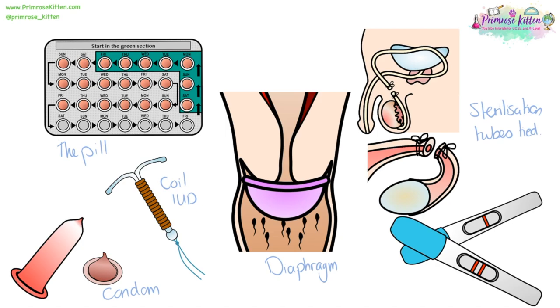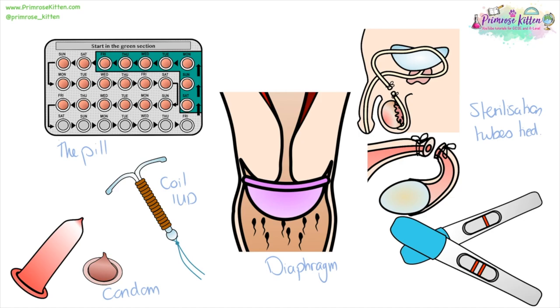The pill and the coil, IUD, intrauterine device, are hormonal methods of stopping getting pregnant. They're going to stop the egg being released or the egg being implanted. The diaphragm is a barrier method because it will stop sperm entering the vagina, but the semen will still be transferred into the vaginal entrance so that you can still get sexually transmitted diseases this way.